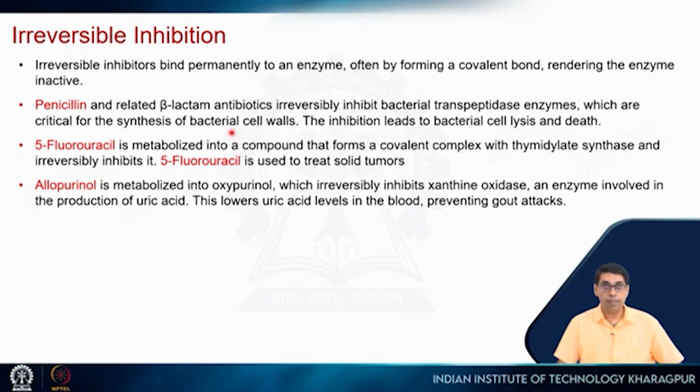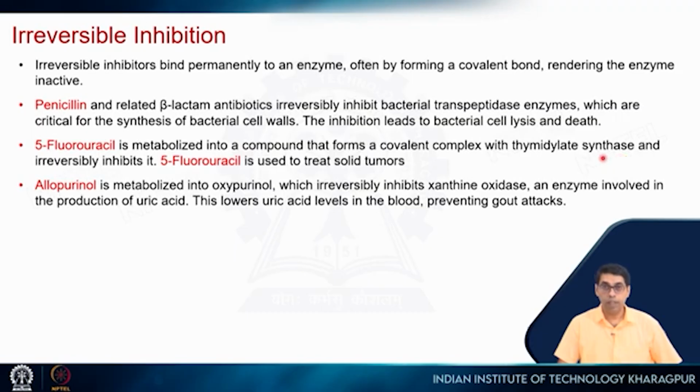So if we can inhibit this enzyme, we can prevent the formation of the cell wall, and that will lead to cell lysis and death of bacteria. So, penicillin is an irreversible inhibitor. Another inhibitor is 5-fluorouracil, and we are going to look at the structure of the enzyme and this inhibitor in the next slide. This gets metabolized into a compound. So, this is not the inhibitor itself. Once a patient takes this molecule, it gets metabolized into a compound which forms a covalent complex with thymidylate synthase.